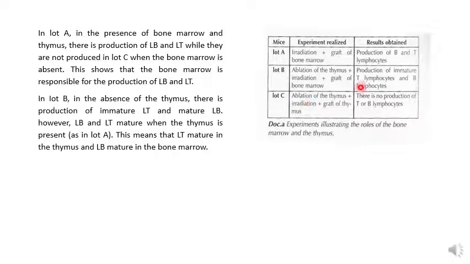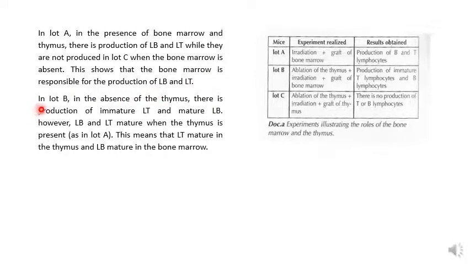Okay, so when the bone marrow was present, B and T lymphocytes were produced. When the bone marrow was absent, there is no production of B or T lymphocytes. So this shows that the bone marrow is responsible for the production of LB and LT. And this is the first lymphoid organ, the bone marrow, responsible for the production of LB and LT.